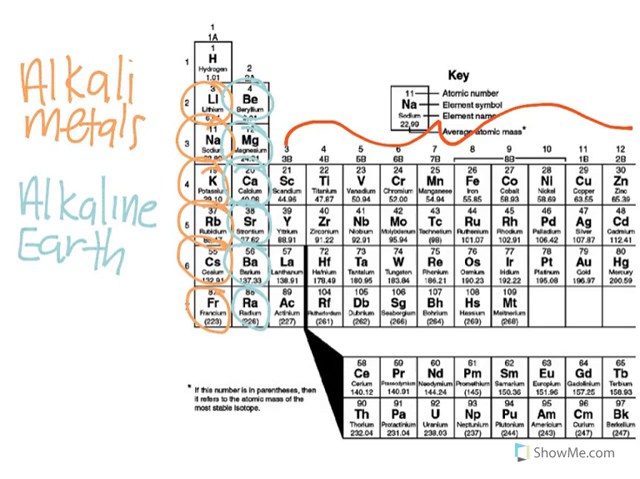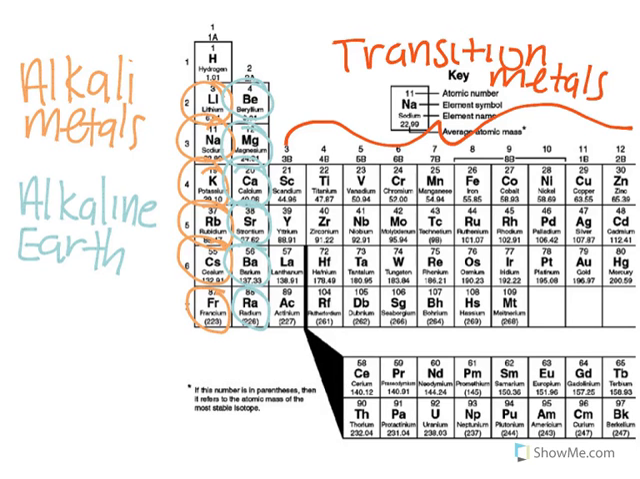groups 3 to 12. Those are called our transition metals. Okay, so transition metals are also metals, and their properties vary a lot from element to element. So we don't really talk a lot about them in detail. They're typically less reactive than alkali or alkaline earth metals. And examples of these that you guys have seen before, we have gold, we have silver.